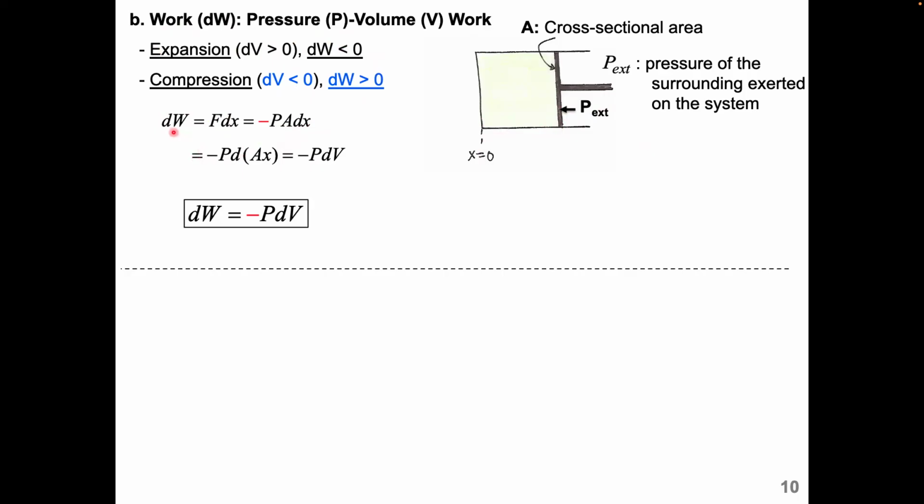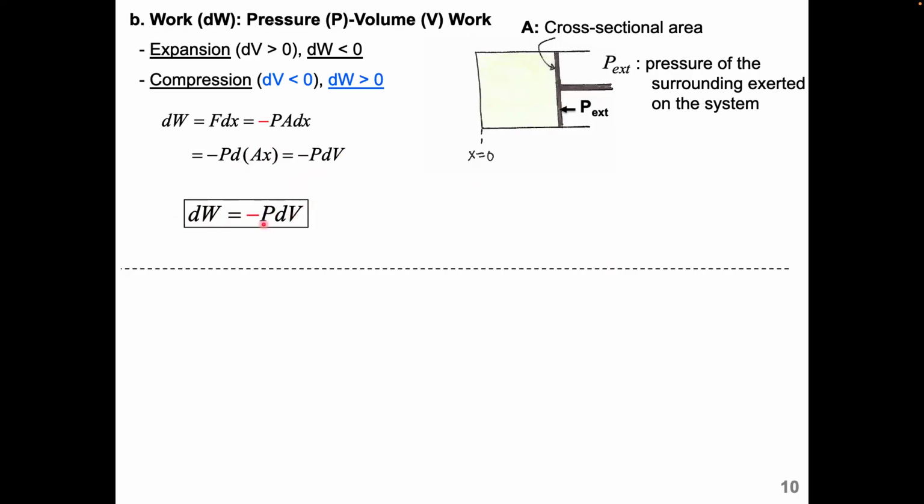And then since A is constant, you move A inside the bracket, and then minus P d(Ax). And then Ax is basically the volume of your system, right? So it's going to be minus P dV. So dW is equal to minus P dV, okay?